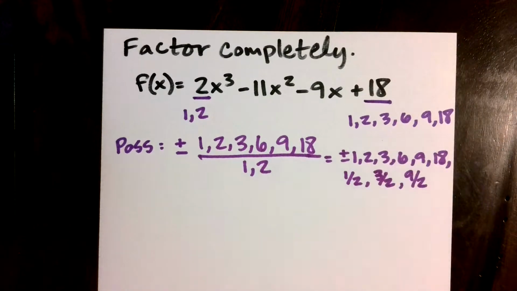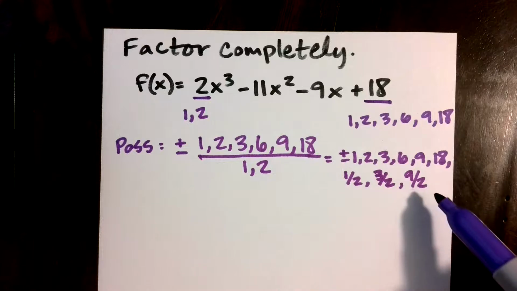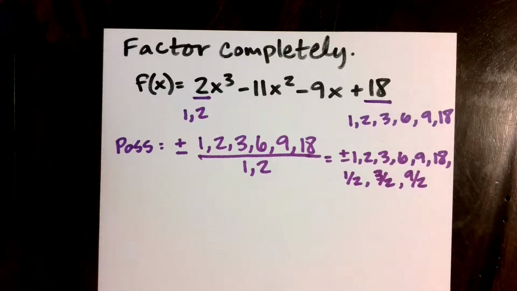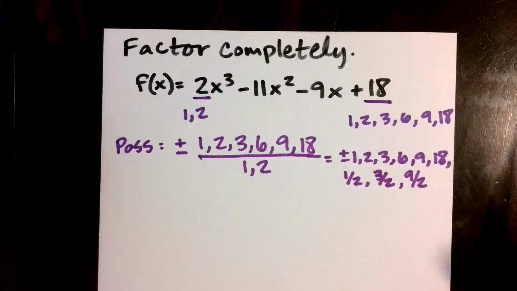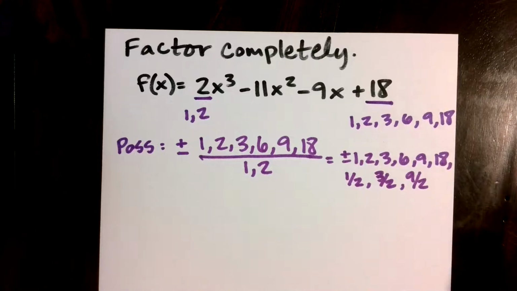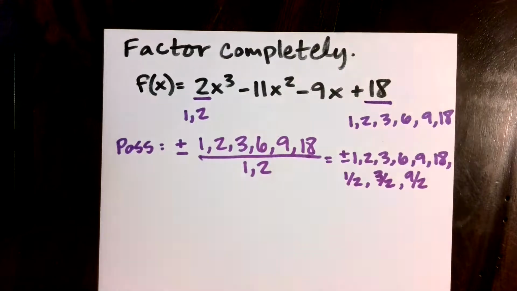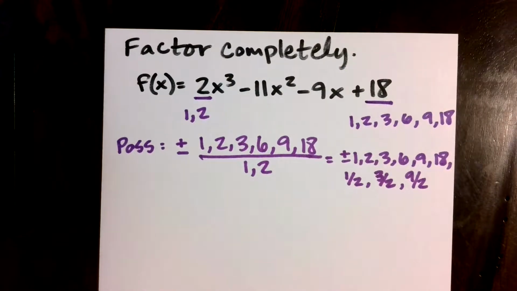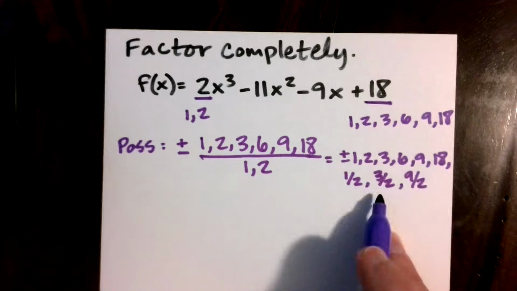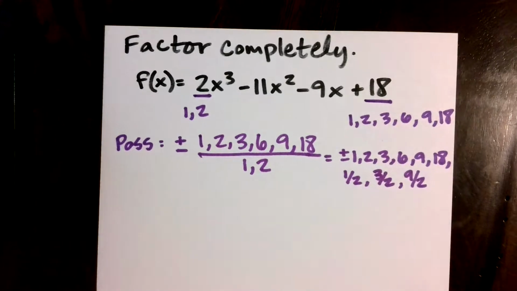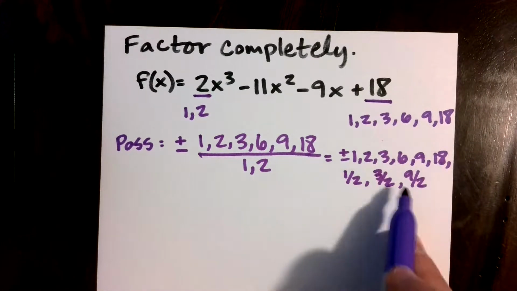So I haven't actually found any x-intercepts, but I've narrowed down my possibilities from infinitely many to this group, which a lot of times is a lot fewer than that, but I wanted us to see one that had several options. Okay, so now if I'm trying to factor this completely, I am using synthetic division. It is trial and error, but my errors are going to be narrowed down to these options.